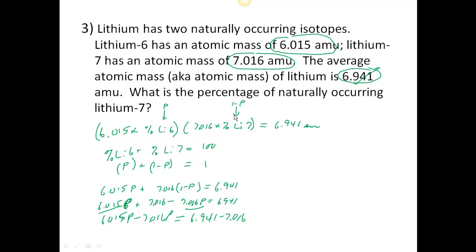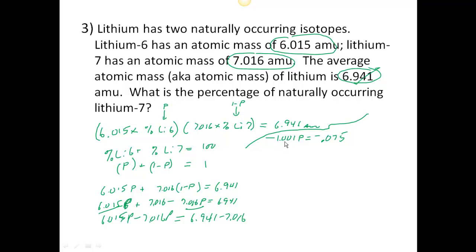So let me just write down what I'm going to come up here, and let's see, where am I? I'm going to come up to this point. Sorry, I lost my cursor again. There we go. So now, if I work this out, I get negative 1.001P is equal to negative 0.075. I've come up here, guys. I just need more room.